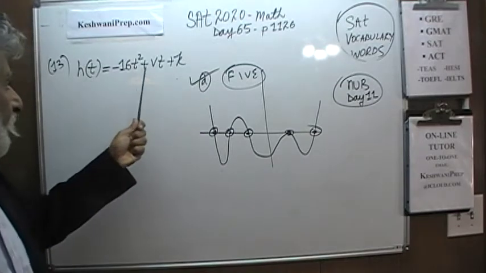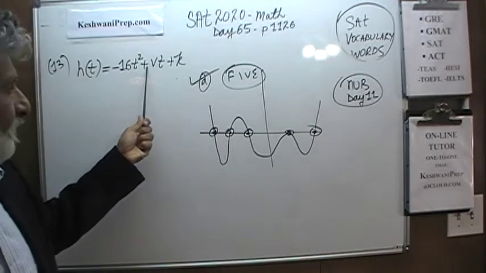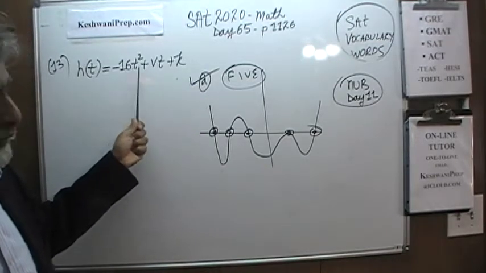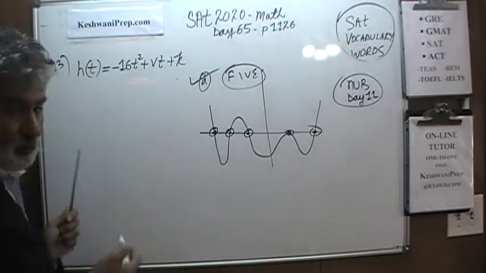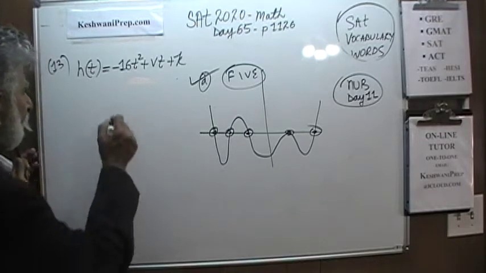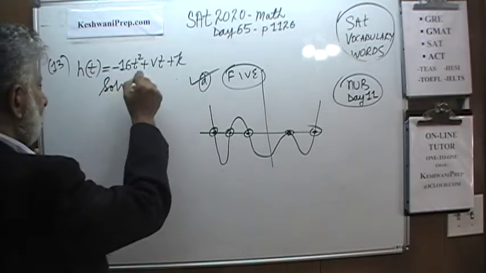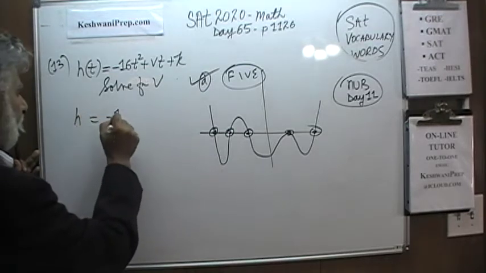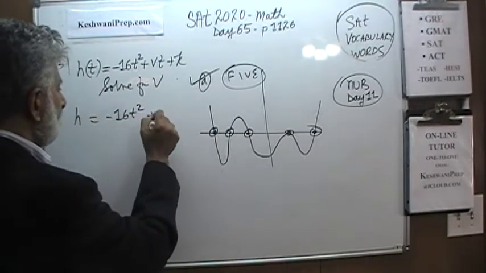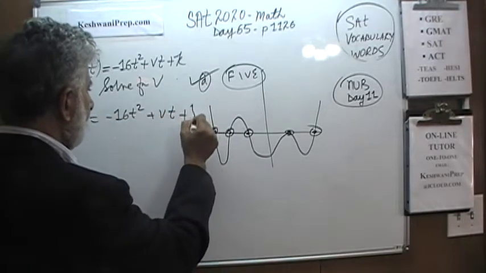The height depends on the velocity with which it was released, the amount of time that has elapsed, and a constant. And the question simply is, actually, there is no question here. They just ask us to solve for v. Solve this equation for v. So let's do that. h is equal to negative 16 t squared plus v times t plus k.